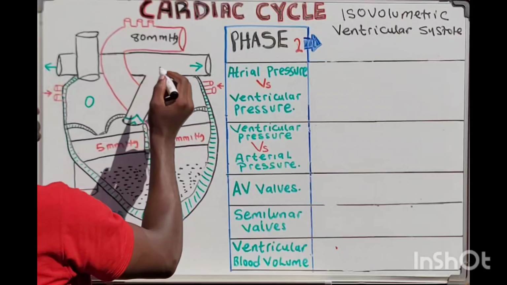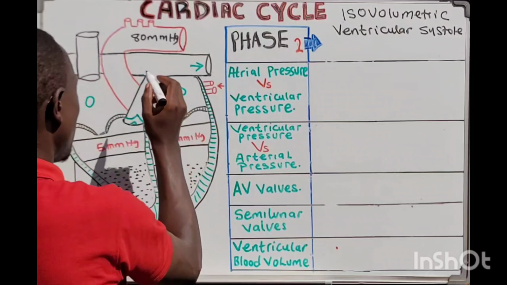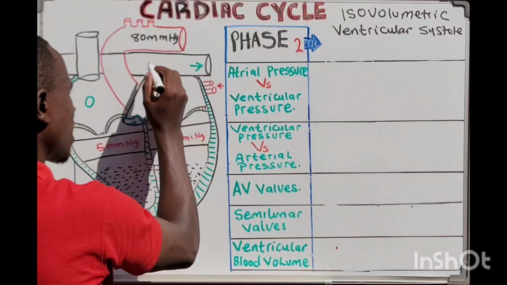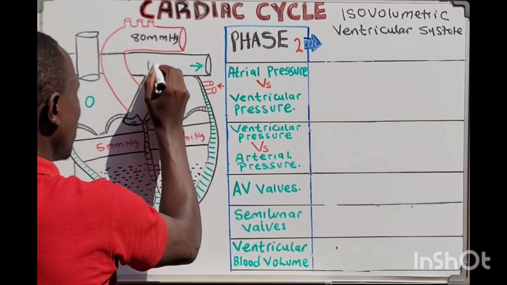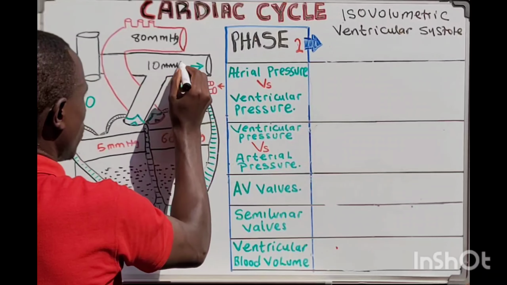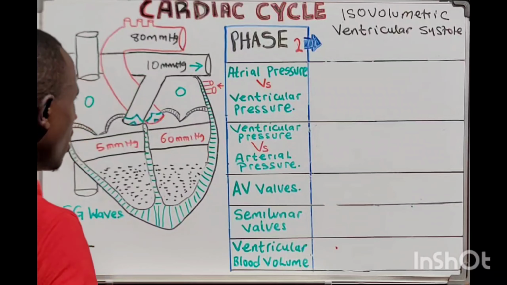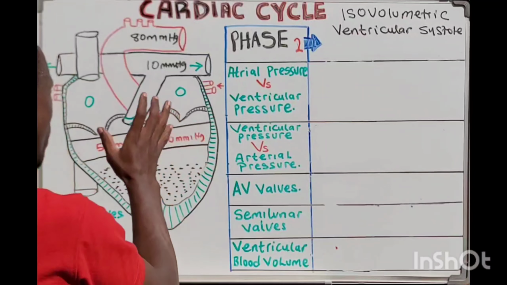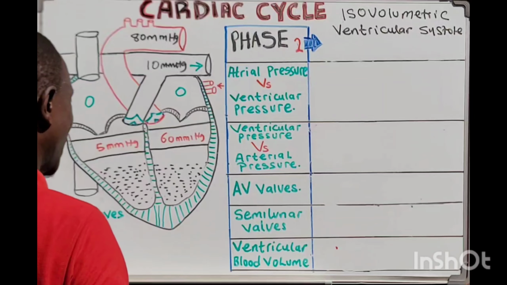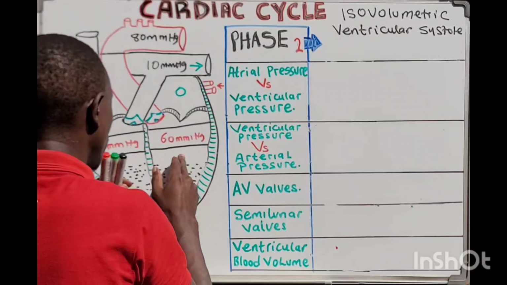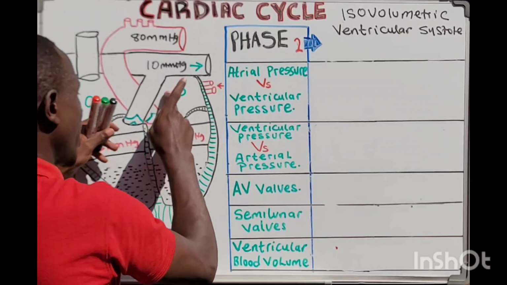And then for the case of what we call the pulmonary system, it's not going to be as high. It's going to be generally around 10 millimeters of mercury. Now, when you see the pressure changes within these different areas, you realize that the pressures within the ventricles is going to be higher than the pressures within the atria.